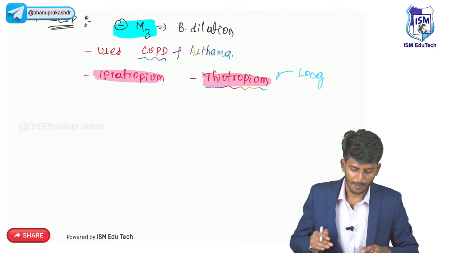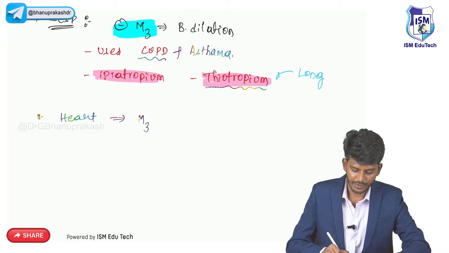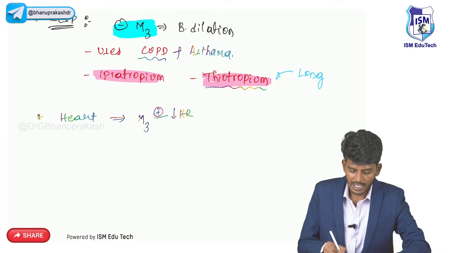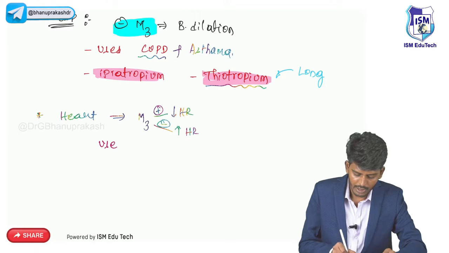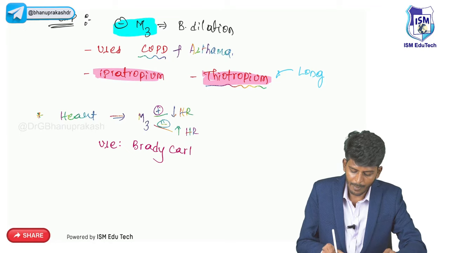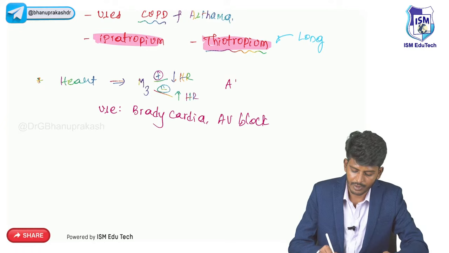Now, apart from that, let's go to the next important aspect. That is your heart. Now, in the heart, my dear students, we have the M2 receptor. If I stimulate the receptor, it will decrease the heart rate. If I block the receptor, it will increase the heart rate. So where will it be used? It is increasing the heart rate. Used for bradycardia. Apart from bradycardia, it is also used for AV block. What is the drug on the heart? The drug is your atropine.